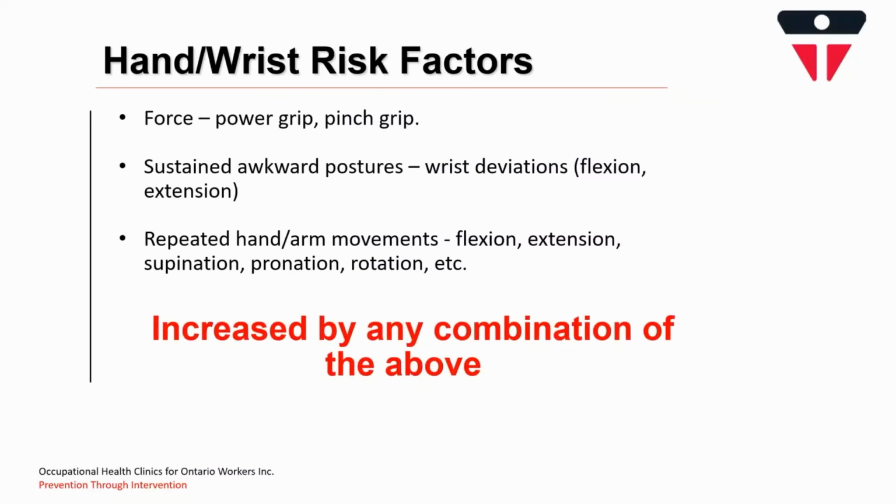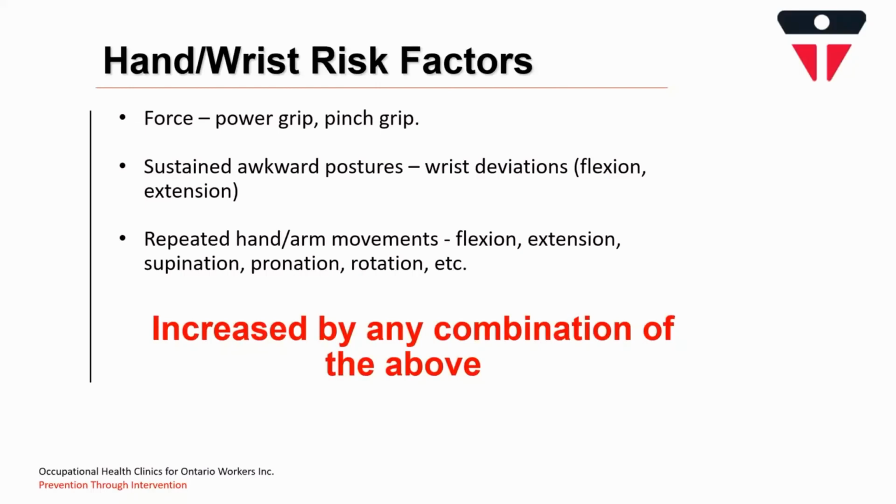And lastly, the hand and wrist risk factors. Having to impart force in terms of using a pinch grip or a power grip, anything that you're using your hands for, where you're opening and closing your hands. Awkward postures such as wrist deviations, flexions, extensions, pronation, supination, ulnar deviation, all of those things are placing increased risk on those structures. And again, the repeated hand and arm movements increase the chance of injury.